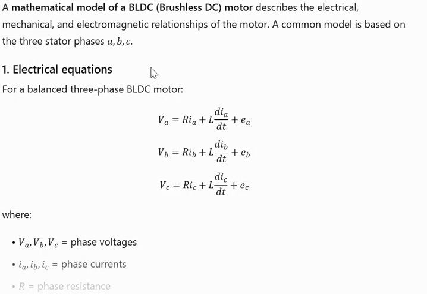First, the electrical equations of the BLDC motor are given here. Let us consider a three-phase BLDC motor. A, B, C are all individual phases. For the first phase, VA, we write the equation as R IA plus L dIA/dt plus EA. This is the voltage equation for the motor, where L represents the coil inductance.